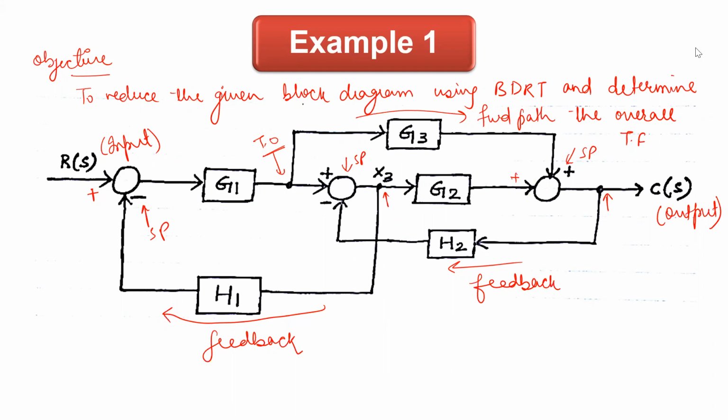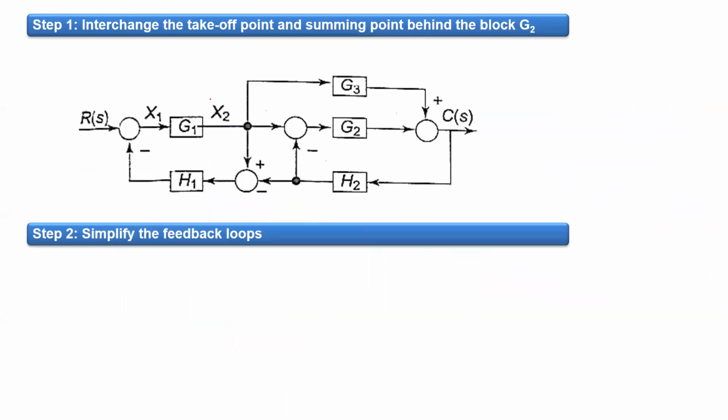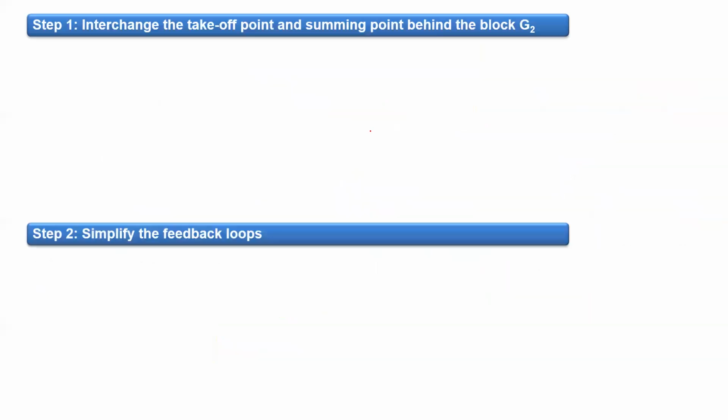Now we have to reduce this block diagram using block diagram reduction technique. The first step that we will apply is that we will interchange the takeoff point and summing point behind the block G2. So here we will interchange these two. This will be interchanged here, and this will be interchanged here.